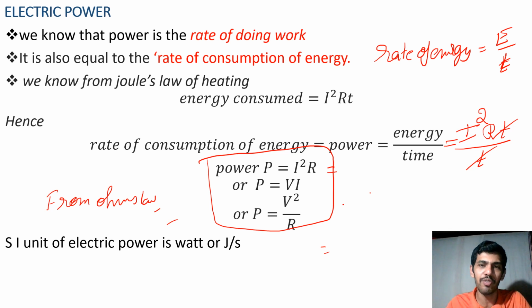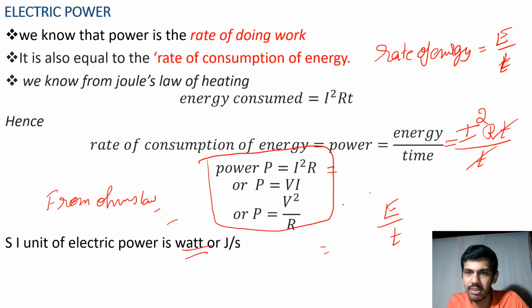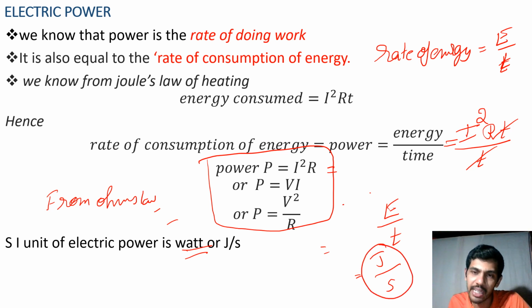And what is the SI unit of power? The SI unit of power is watt. We call it watt or joules per second. It is nothing but energy by time, the rate of consumption of energy. But what is the SI unit of energy? That is joules. And what is the SI unit of time? That is second. That is nothing but joules per second. That joules per second itself is called watt. That is the SI unit of electrical power.